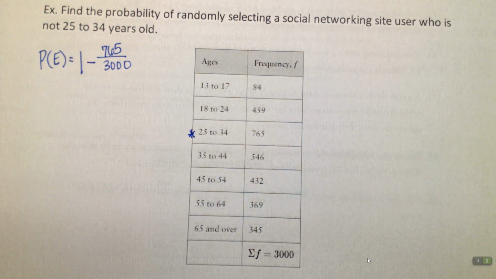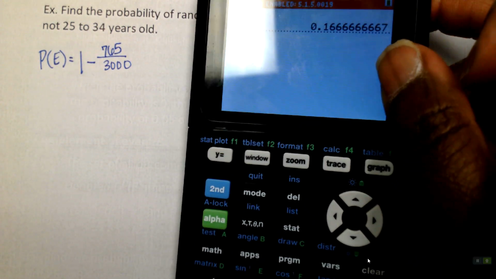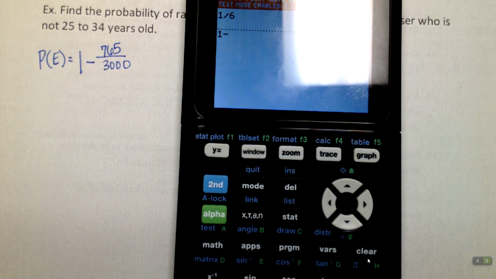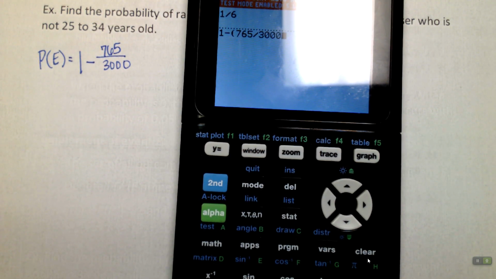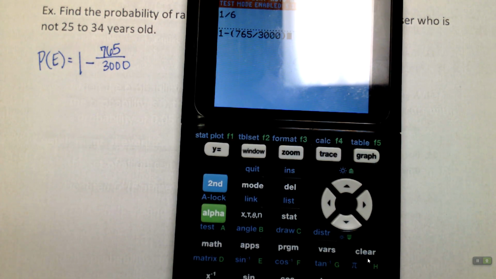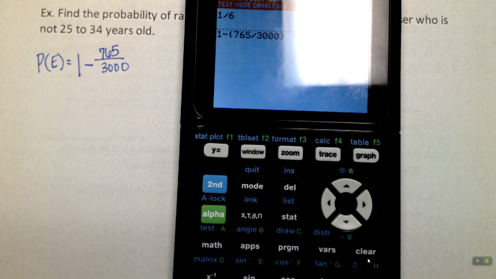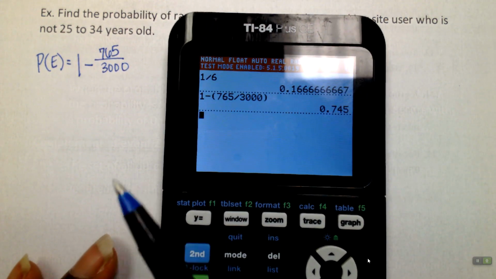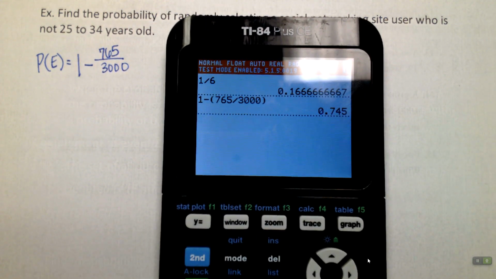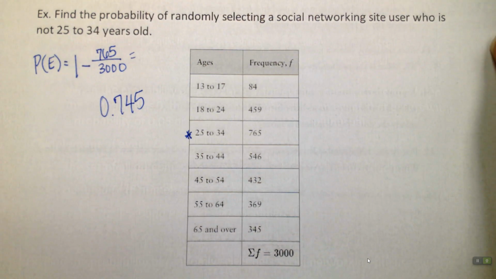So you can put that in the calculator. I like to put fractions in the calculator with parentheses, but there is a fraction button in some of your calculators. I don't remember where it is. I think it's under math. Okay. Ooh, so you can't see that. So I put it in parentheses. So 0.745 is our answer.